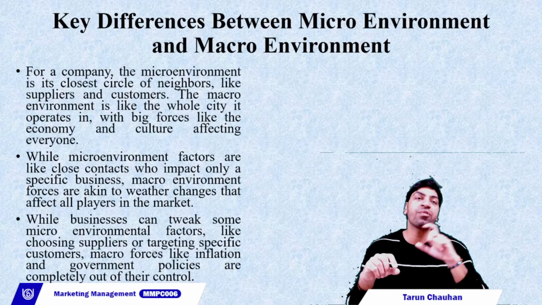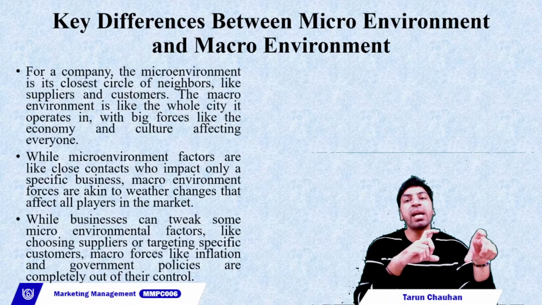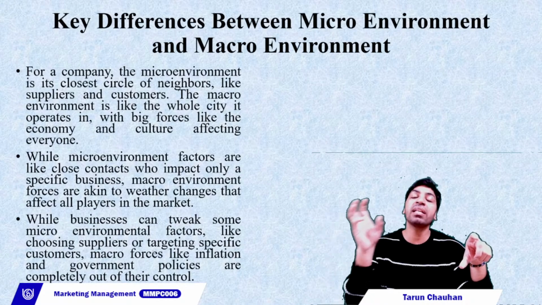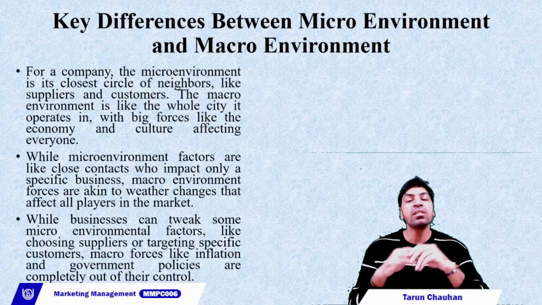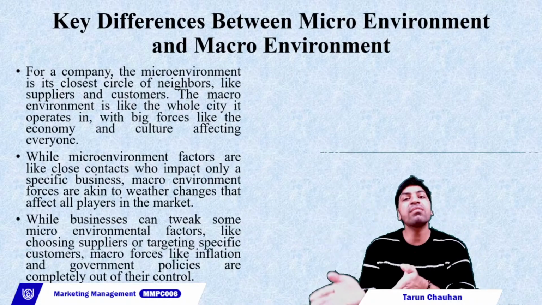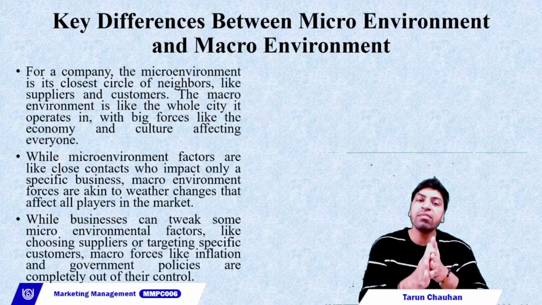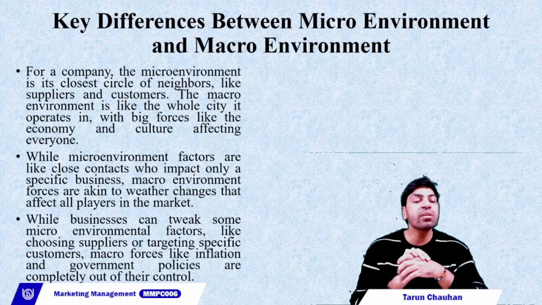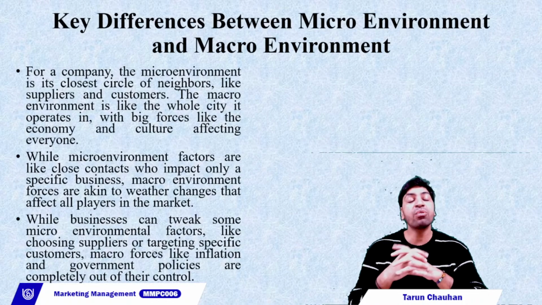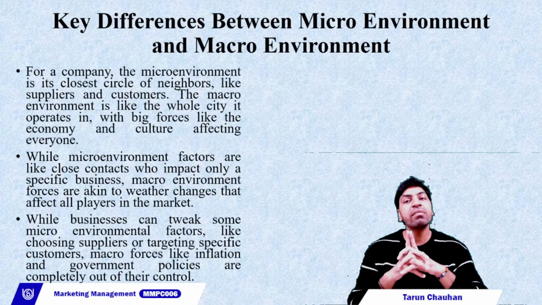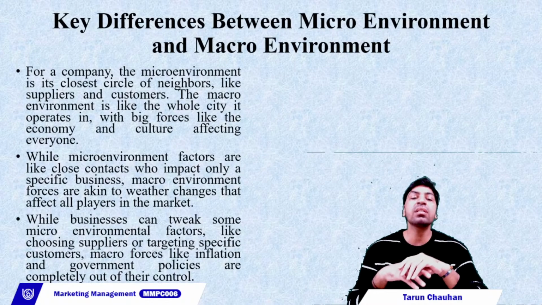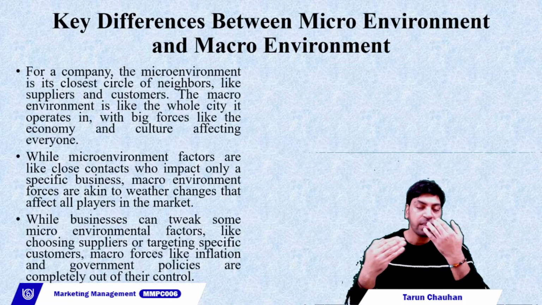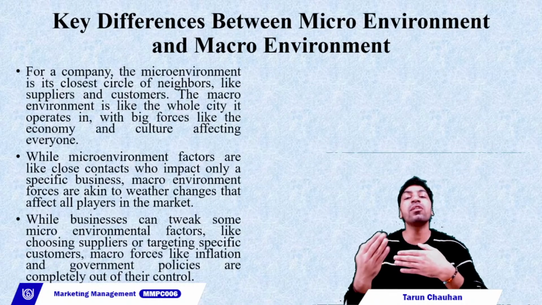If any business is related to textiles, the macro forces or factors will ultimately influence the textile industry. So the business will operate in a specific sector, and whatever forces impact that particular sector is called a micro environment factor. But in the case of the macro environment, the forces keep on changing, like the weather.